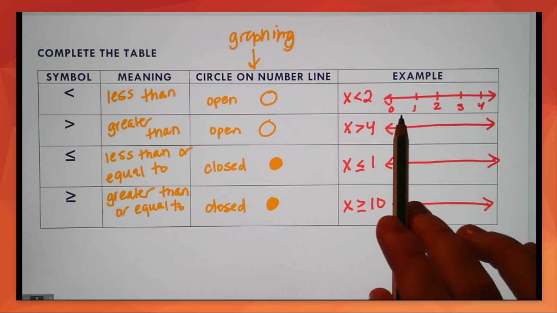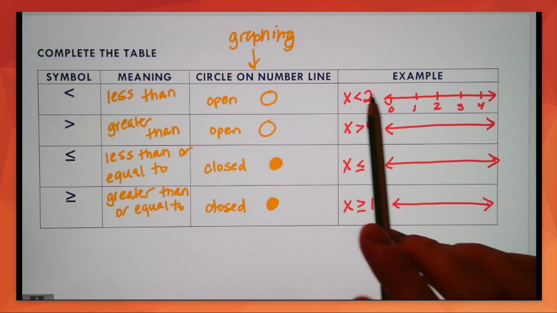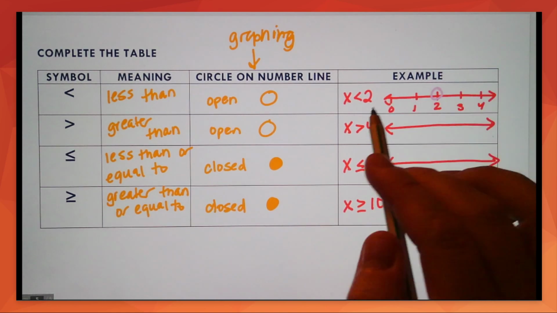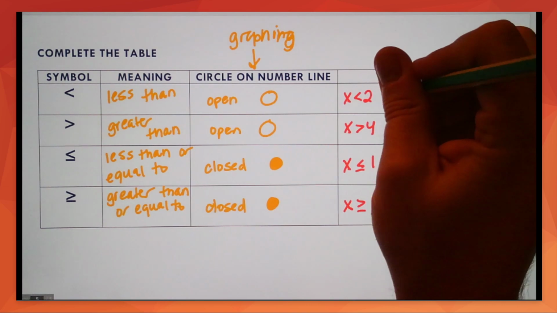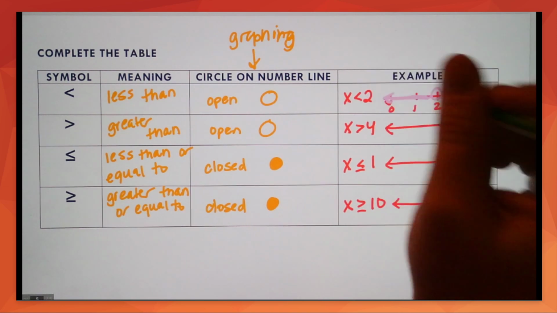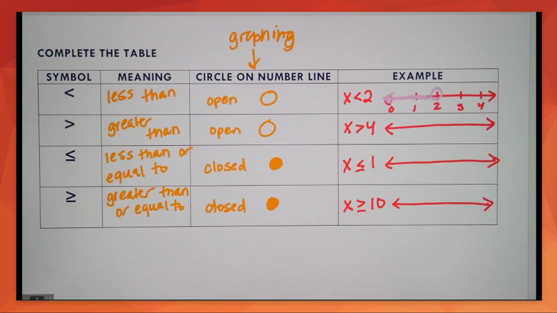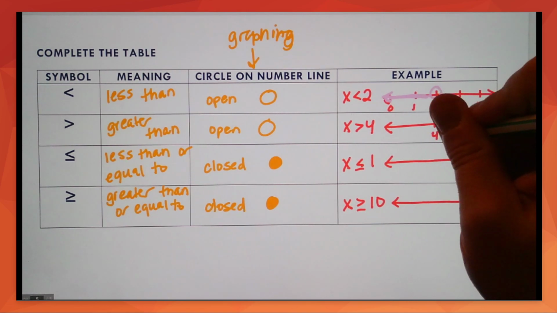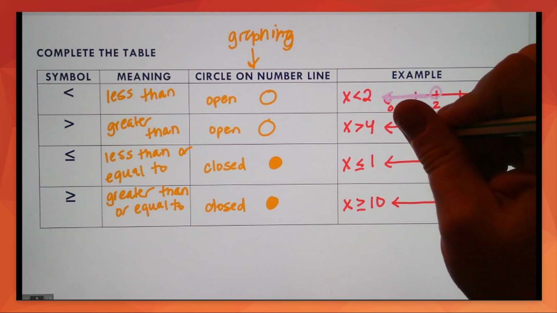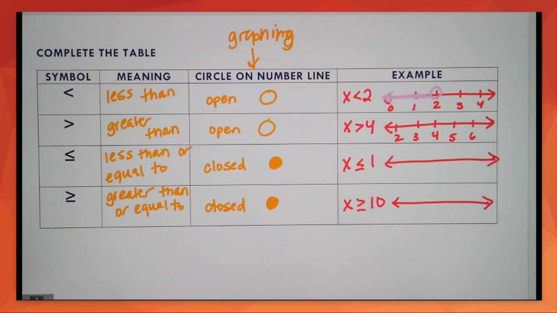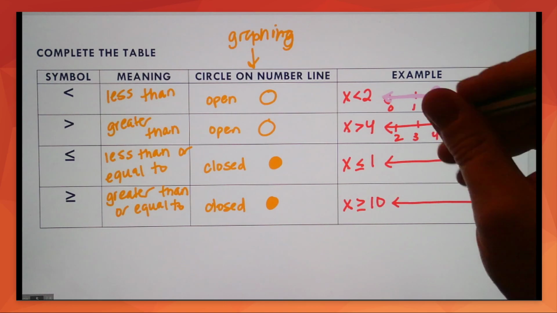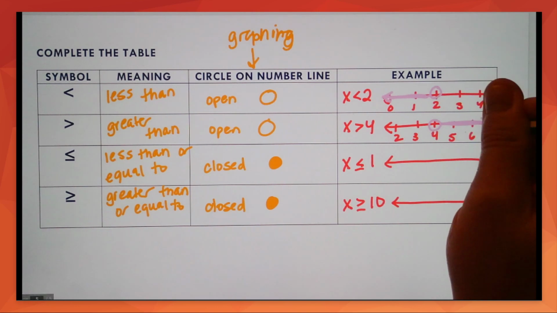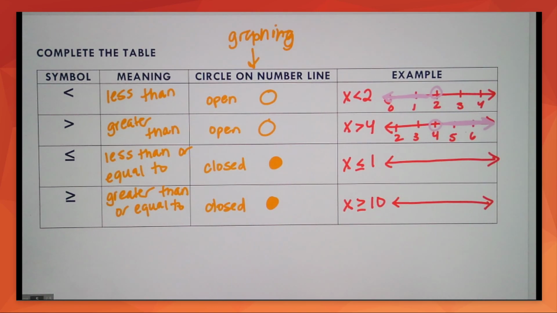So the correct order is 0, 1, 2, 3, 4. And at 2, we're going to put an open circle. I should probably use a different color here, maybe pink. An open circle, and it's less than, so we're going to go to the left. And that's my graph. Okay, next problem is x greater than 4, so you're going to put a 4 in the middle, 5, 6 going one way, 3, 2 the other. This should be an open circle at 4, and then you go to the right because it is greater than. That is how you graph it.